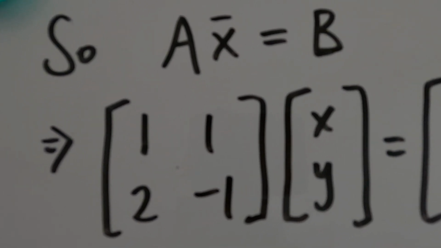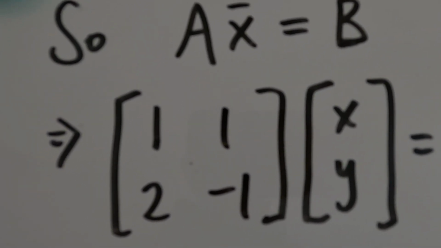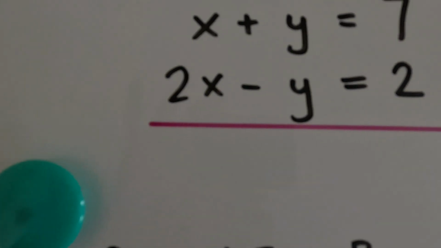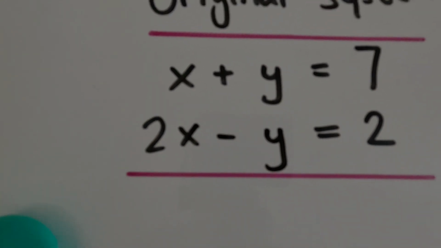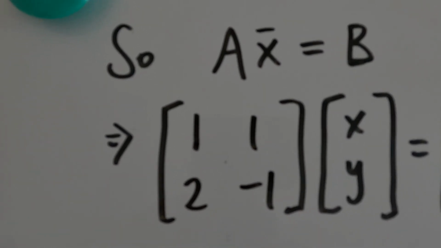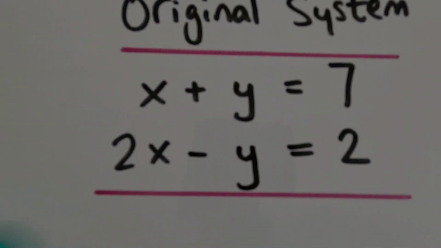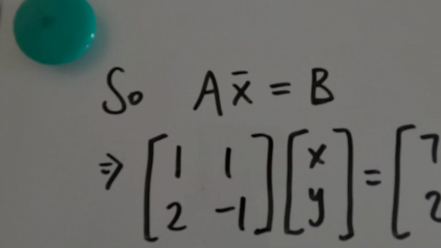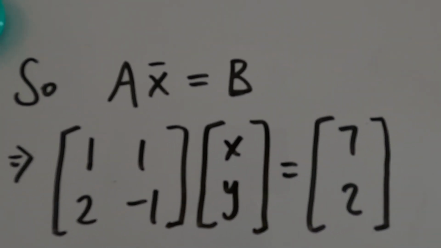So you've got x and y at the top, 1, 1, and x and y at the bottom, 2, minus 1. So the coefficients of x are 1 and 2, so that's your first column, 1 and 2, and then the y's are 1 and minus 1, that's your second column. Right? And then we multiply that by our column vector x bar.